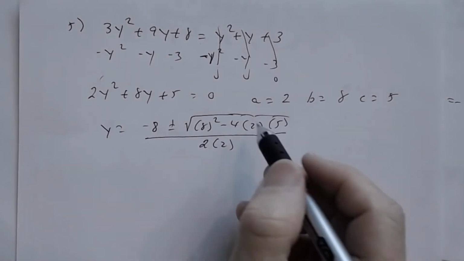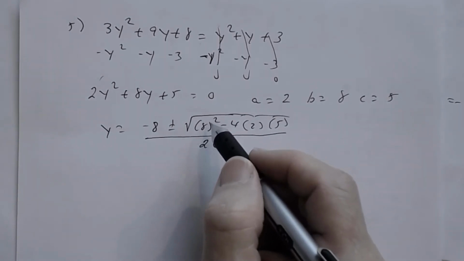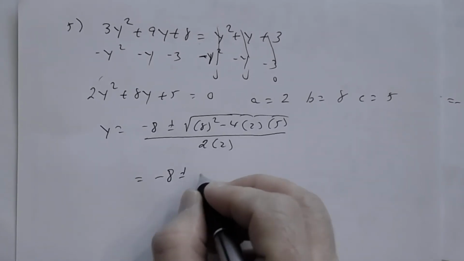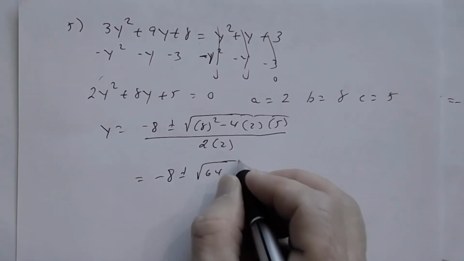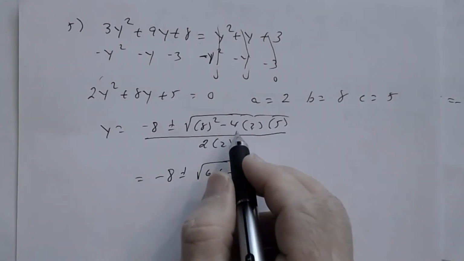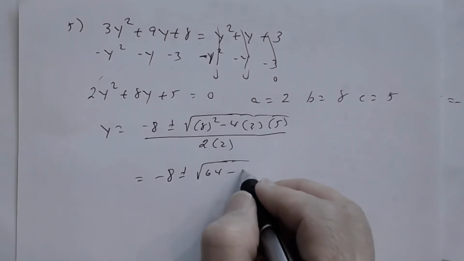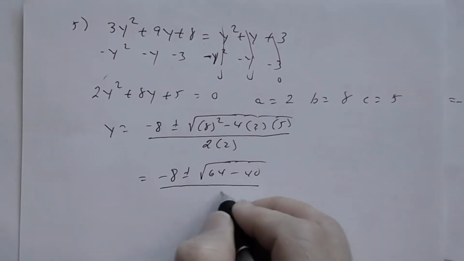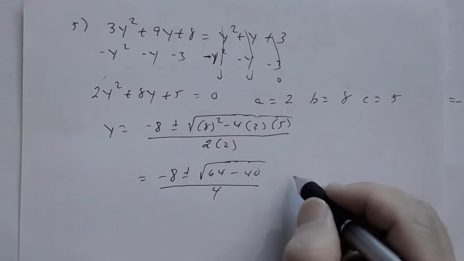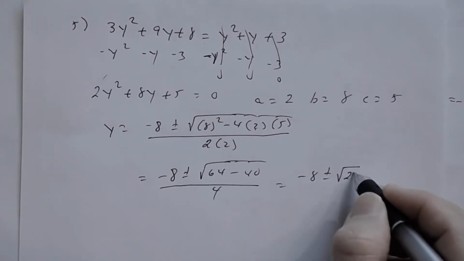Okay? Now let's simplify the discriminant, the radicand. And so 8 squared is 64. So negative 8 plus or minus the square root of 64. A negative times a positive is a negative. And so 4 times 2 times 5. So what's that? That's 10 times 4 is 40. Is that correct? All divided by 4. 64 minus 40 is 24. So I get negative 8 plus or minus the square root of 24.